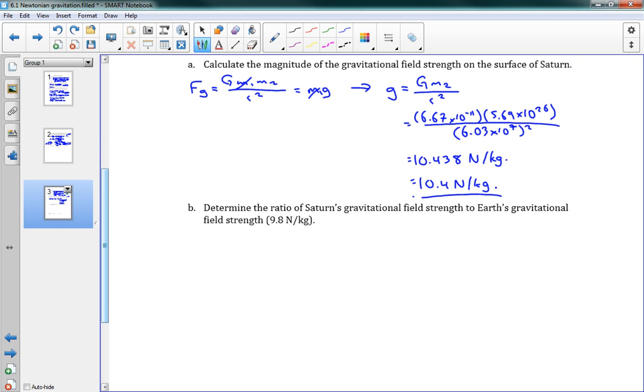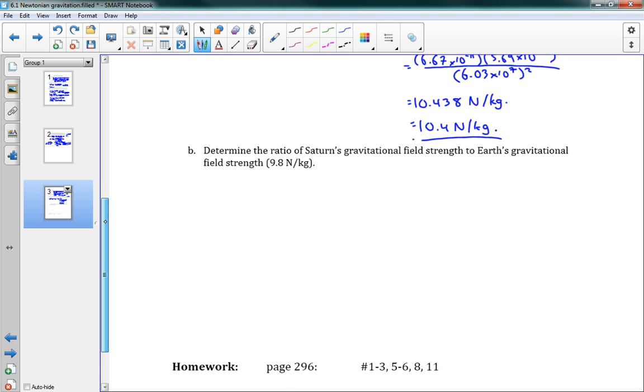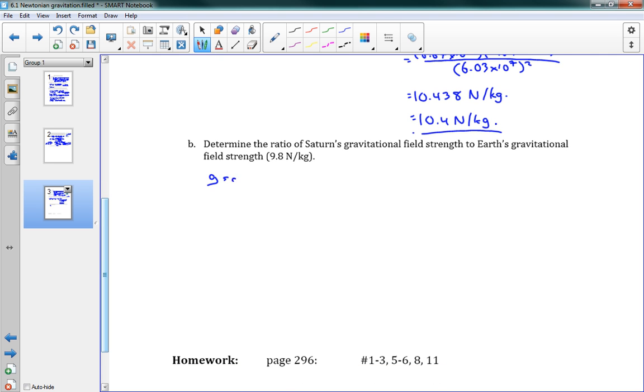So part B says, determine the ratio of Saturn's gravitational field strength to Earth's gravitational field strength. Well, okay. We know Earth's is 9.8. We have 10.438 here. So we can say g Saturn over g Earth. Well, this is equal to 10.438 over 9.8. This gives us a ratio of 1.1. Notice there's no units here. We have g over g. The units cancel out. Okay, and there we go.